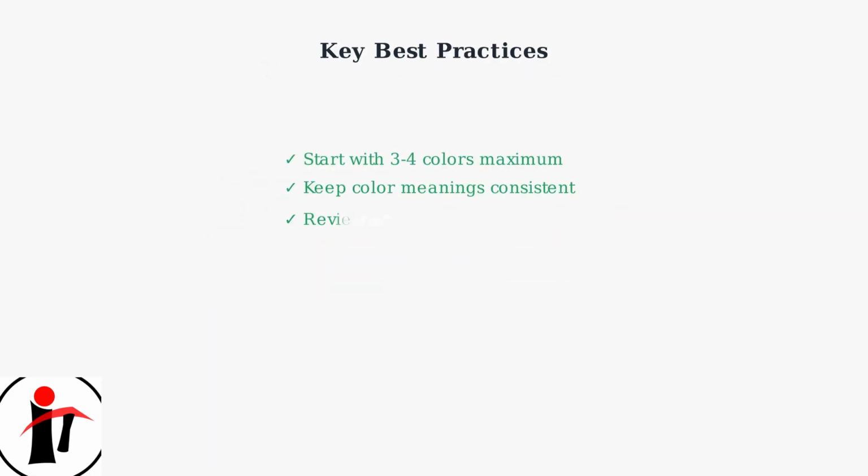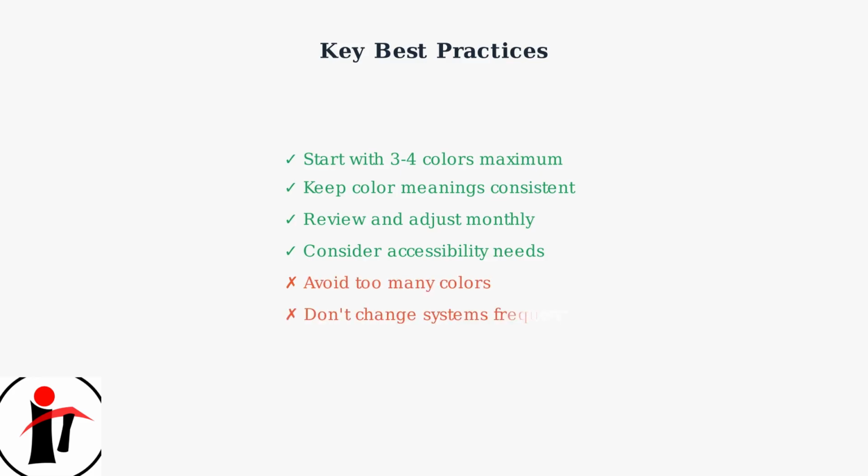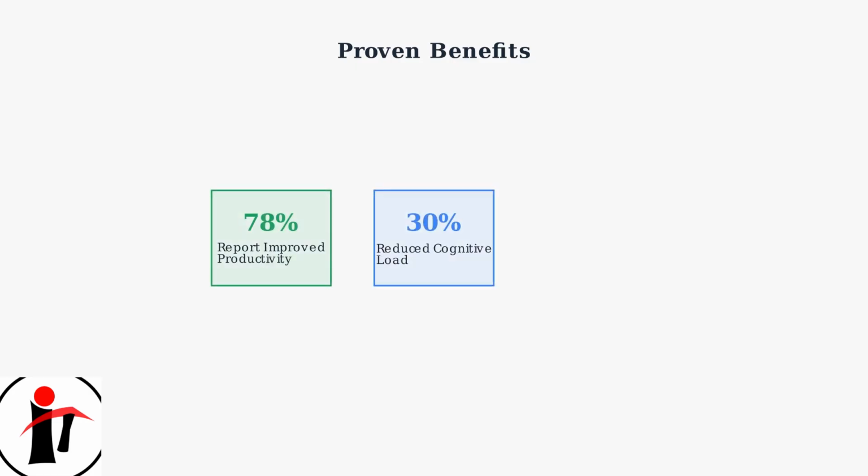Here are the key best practices to remember. Avoid using too many colors as it creates visual chaos. Regular review and adjustment of your system is essential for maintaining effectiveness. Research shows that professionals using color-coded calendars report improved productivity and reduced missed appointments. Visual organization through color coding can reduce cognitive load by up to 30%, leading to better decision-making and time allocation.